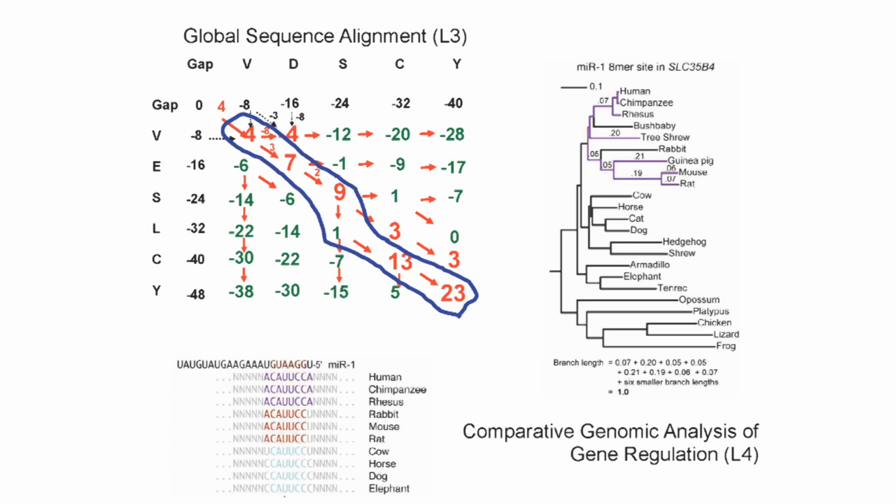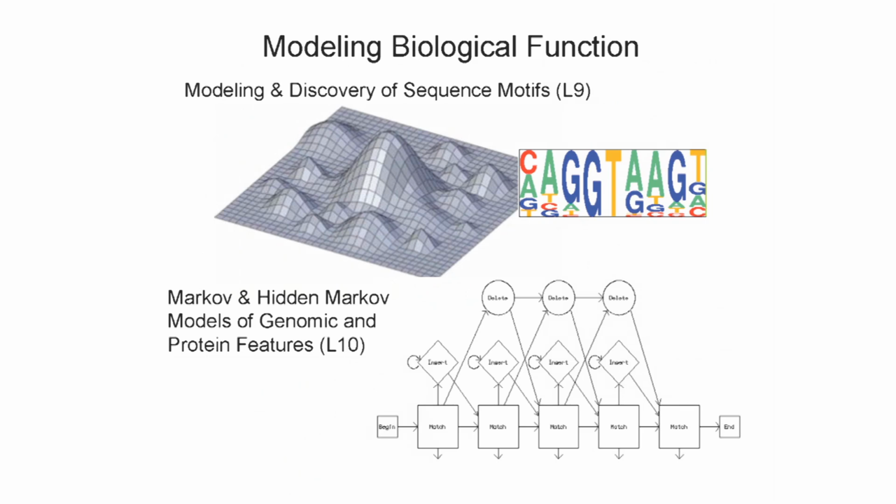Then in the next unit, modeling biological function, I'll talk about the problem of motif finding. So searching a set of sequences for a common subsequence or similar subsequences that possess a particular biological function, like binding to a protein. It's often a complex search space. We'll talk about the Gibbs sampling algorithm and some alternatives. And then in lecture 10, we'll talk about Markov and hidden Markov models, which have been called the Legos of bioinformatics, which can be used to model a variety of linear sequence labeling problems.